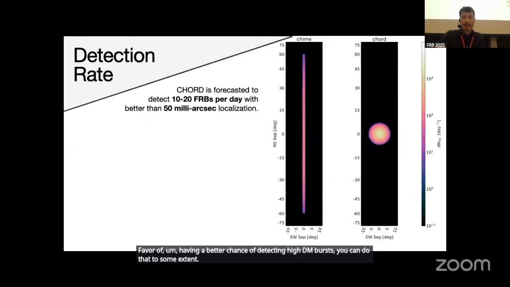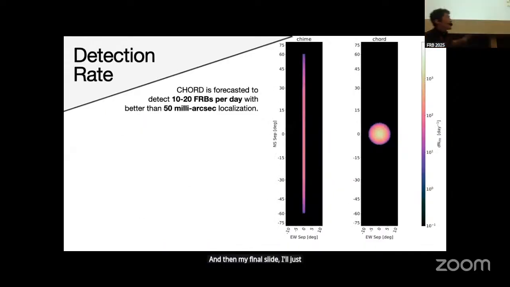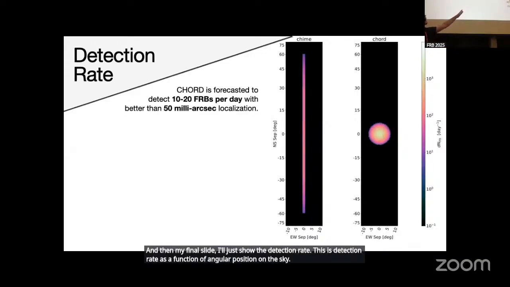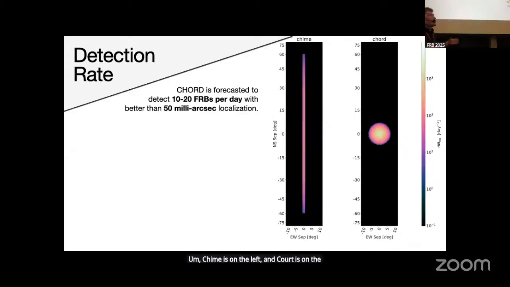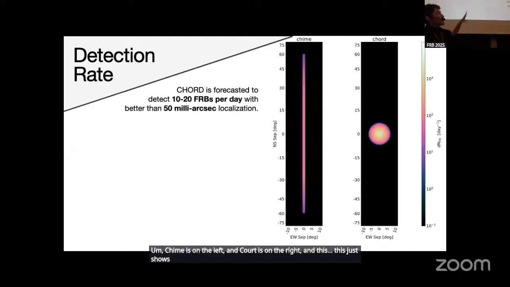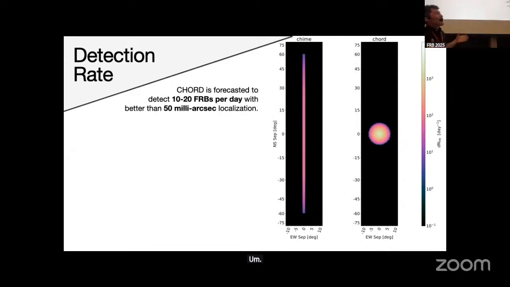And then my final slide, I'll just show the detection rate. This is the detection rate as a function of angular position on the sky. CHIME is on the left and CHORD is on the right. And this just shows the sort of shallow versus deep survey strategy. The majority of CHORD FRBs will be detected within 2.5 degrees of where it's pointed.